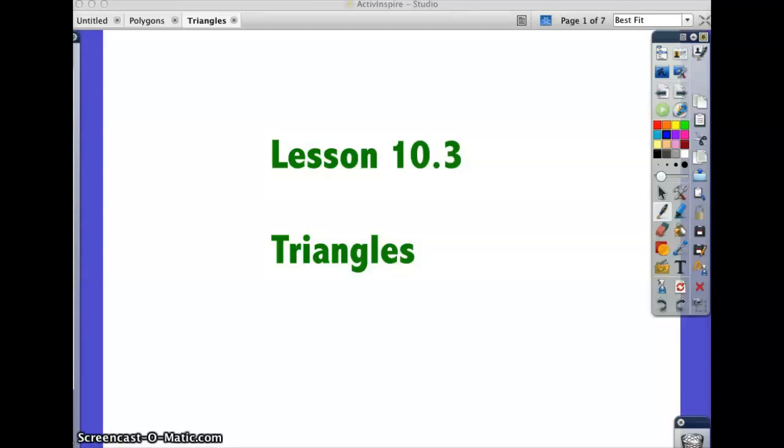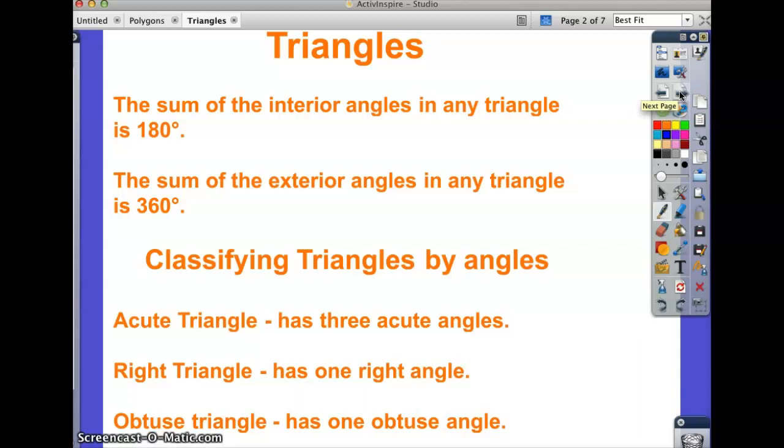This is lesson 10.3, triangles. Some vocabulary that we'll start out with: the sum of the interior angles in any triangle is 180 degrees. So again, all the inside angles, the three inside angles, have to add up to 180 degrees on any triangle. Next, the sum of the exterior angles in any triangle is 360 degrees. And we'll talk about exterior angles here in a little while. So make sure you write these down.